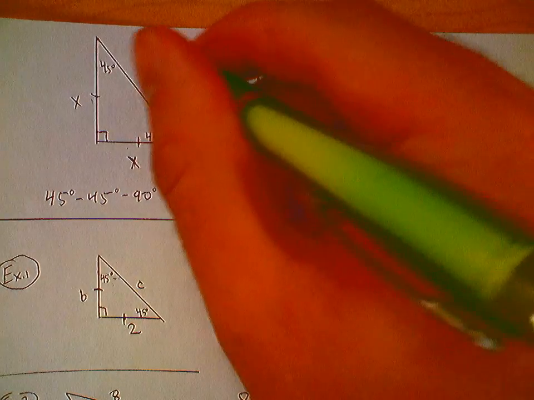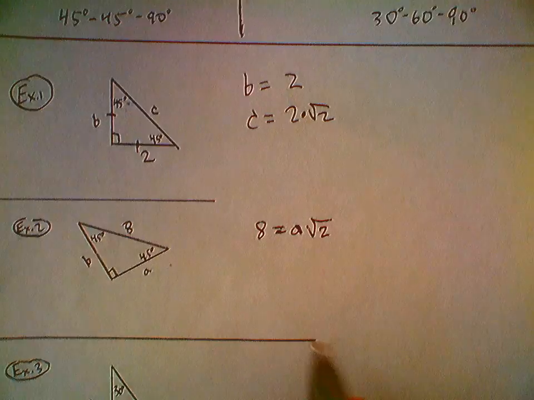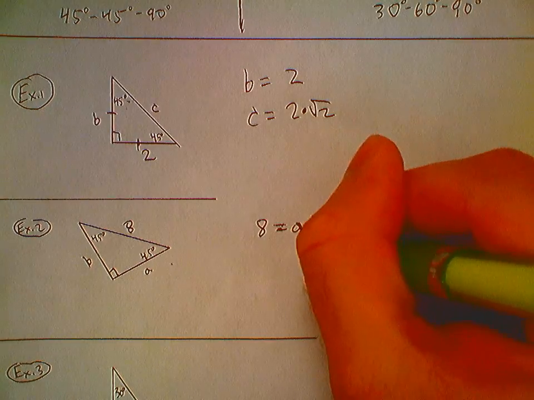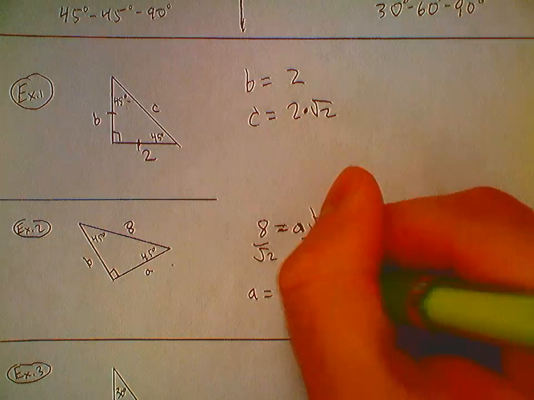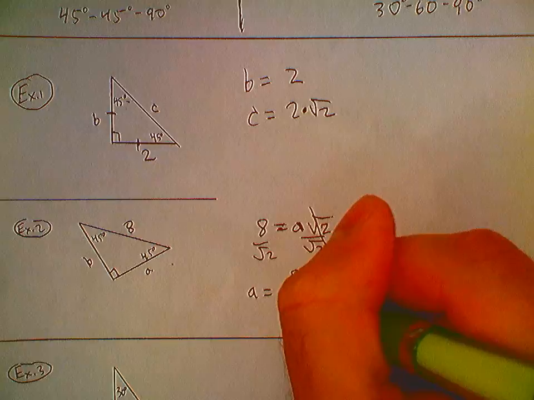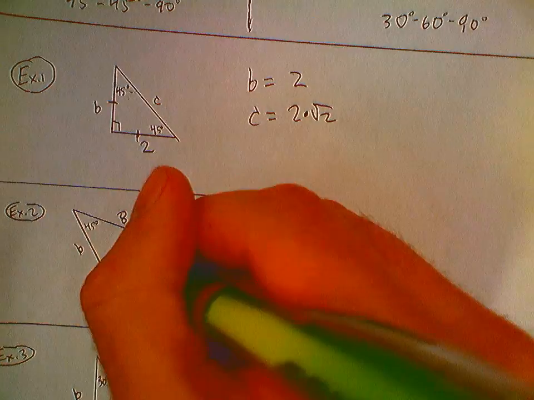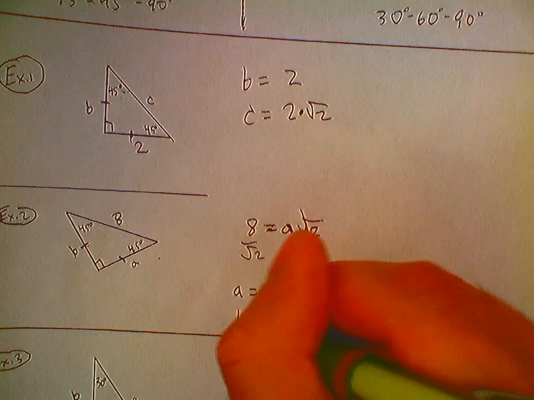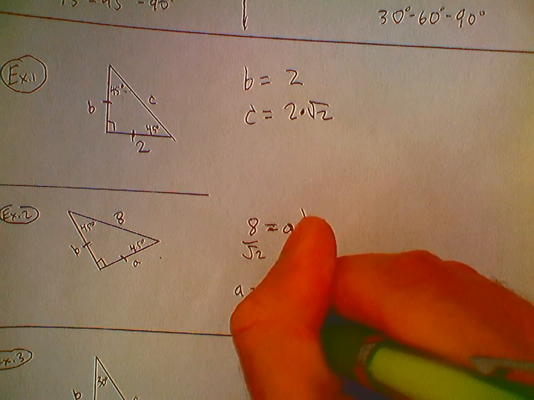Again, I'm just using the relationship up here for the 45-45 triangle. So let's solve for that length. So A times square root of 2, undo that, I would divide by square root of 2. So now I know that the length is 8 over square root of 2. And if I know that leg, I also know the other leg as well, because again, they are the same length in this type of special triangle. So B, my other leg, is also going to be 8 over square root of 2.